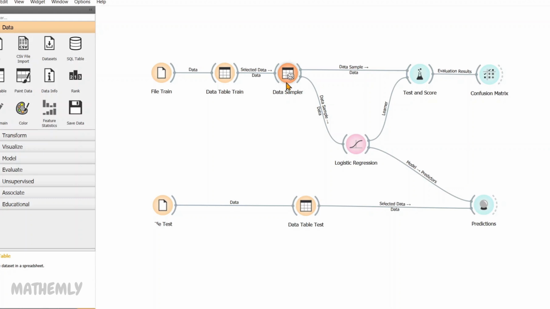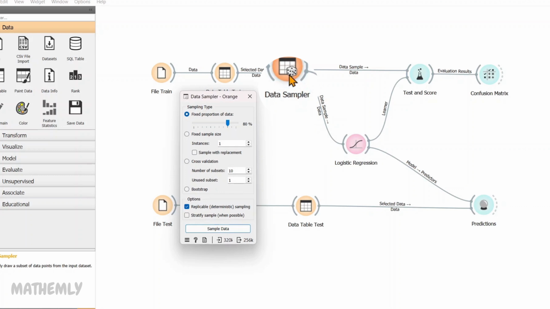Next, I have used the Data Sampler widget to split the dataset into training and testing data. The training set is used to train the model, while the test set is kept separate to evaluate the model's performance on unseen data. This ensures that the model does not memorize the training data but generalizes well to new cases. So here I've used 80% as training data and 20% as test data.